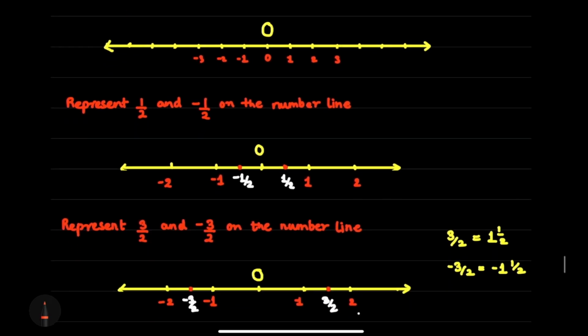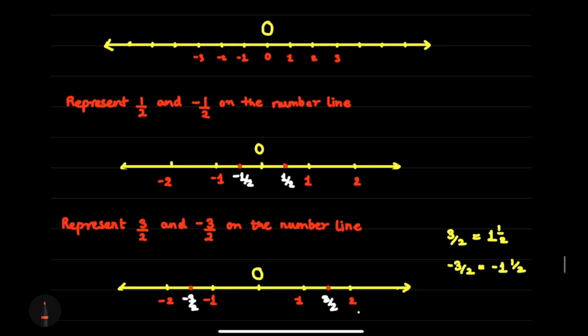Let's try and represent different rational numbers on the number line. First, we'll try 1 by 2 and minus 1 by 2. We first divide the line segment between 0 and 1 into two equal parts, and the point that represents the middle is point 1 by 2. Now we divide the line segment between minus 1 and 0 into two equal parts, and that point in between is minus 1 by 2. And that's how we represent these two numbers on the number line.